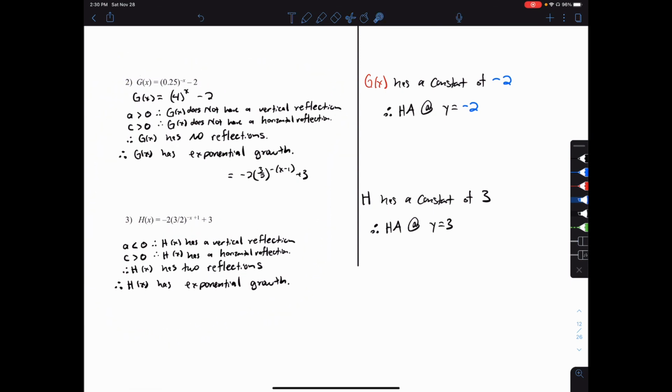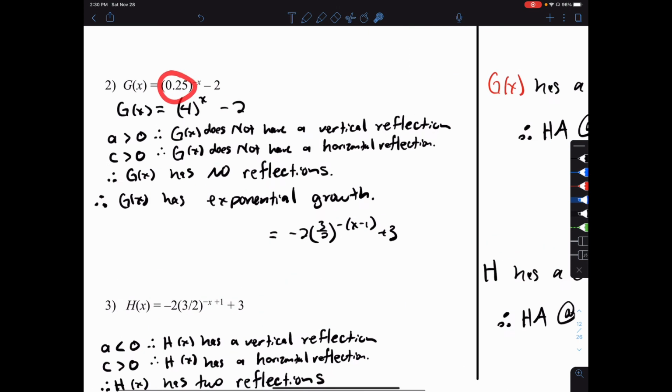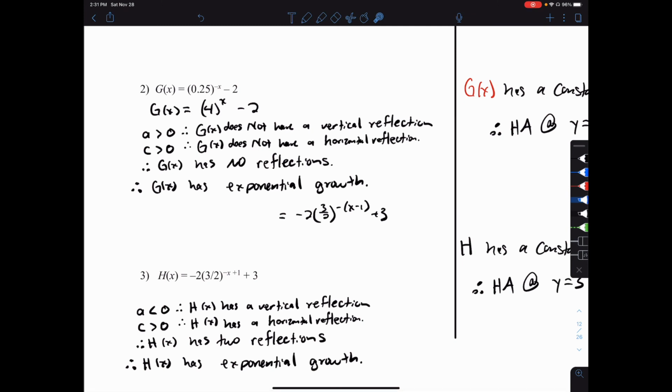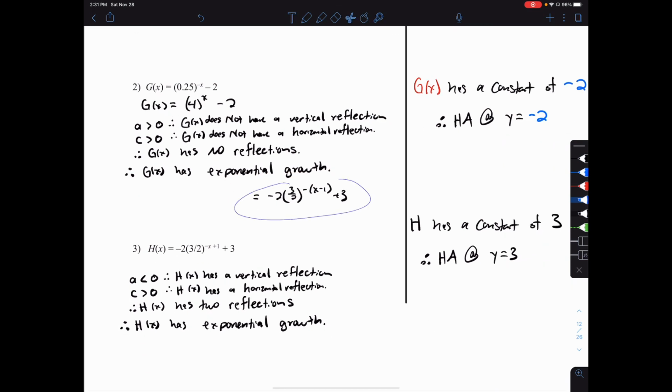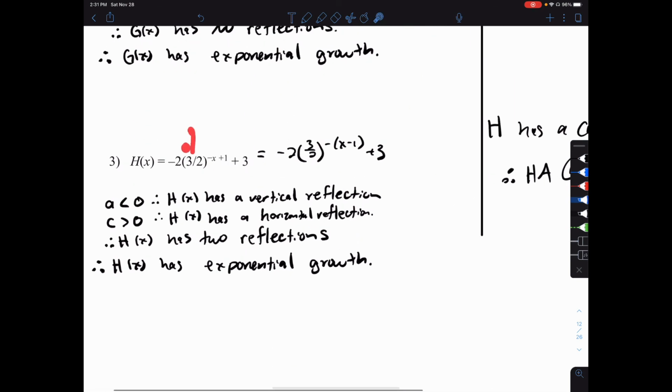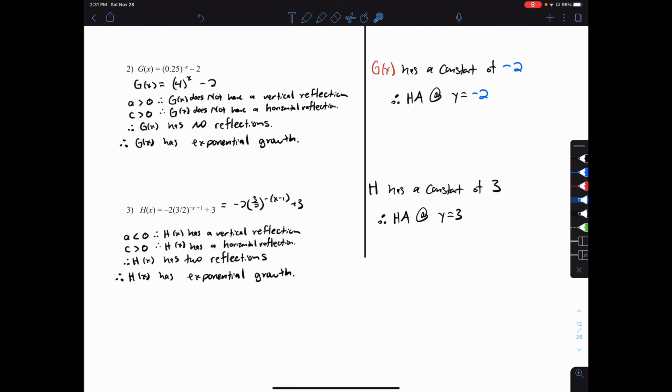There we go. For number 2, 0.25 is 1/4, or you can think of it as 25 hundredths. If you reciprocate that, that's 100/25, which reduces to 4. So A is bigger than 0, C is bigger than 0, no horizontal reflections, growth. This is supposed to be down here, I believe. And for number 3, b is already in good shape. C isn't. The coefficient of x, we factor that out to the front. Vertical reflection, horizontal reflection, 2 reflections, exponential growth.